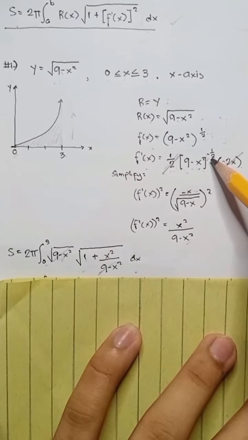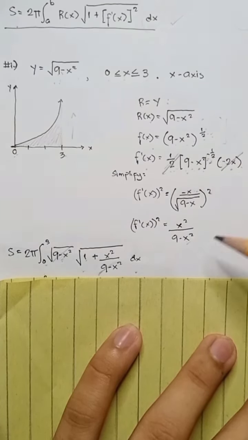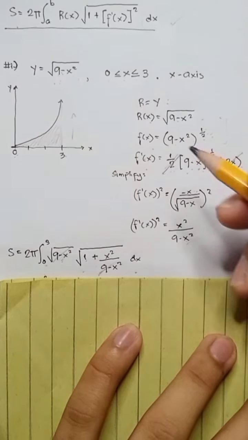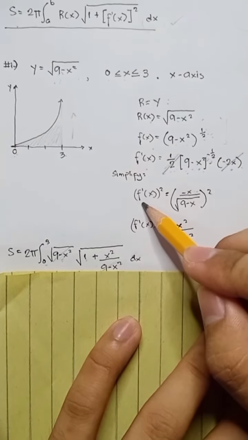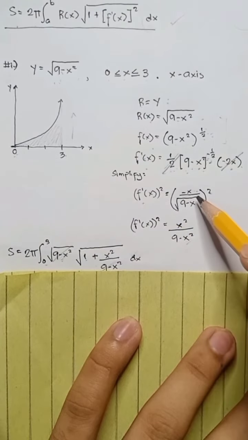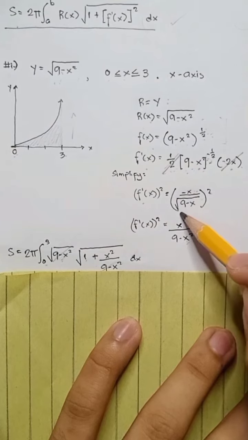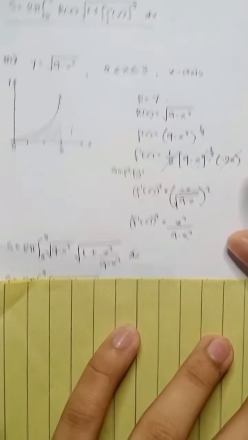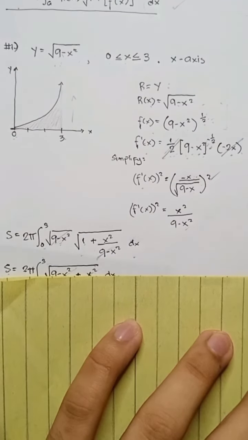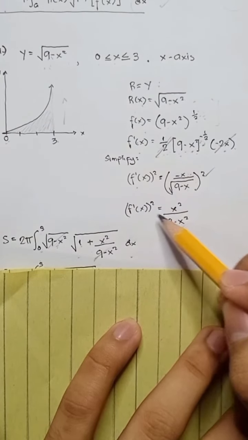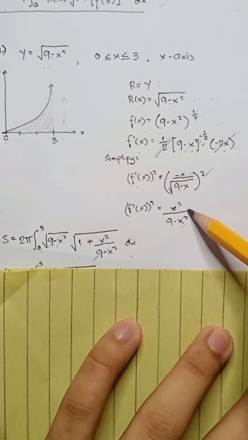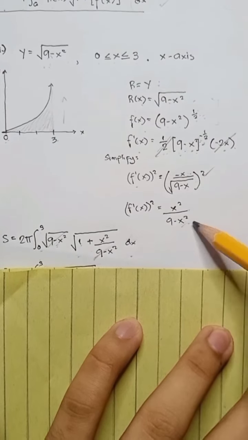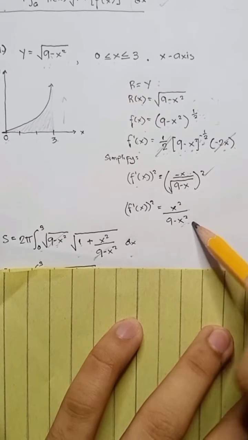Dahil nga negative yung exponent nitong 9 minus x squared, ilalagay natin siya sa denominator, ibababa natin siya. So, ang nangyari, f prime of x is equals to negative x over square root of 9 minus x squared. Then, i-square natin to. F prime of x squared is equals to x squared over 9 minus x squared. So, ito na yung f prime of x natin.